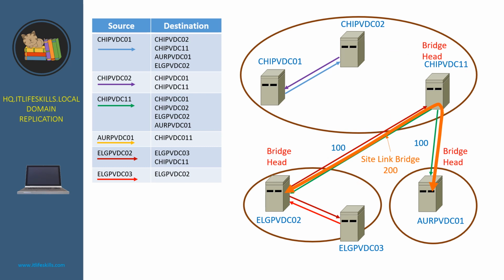If all the domain controllers in the Chicago site are down for any reason, Active Directory will automatically build replication connections between Elgin and Aurora via the site link bridge. Therefore, configuring the site link bridge is necessary.